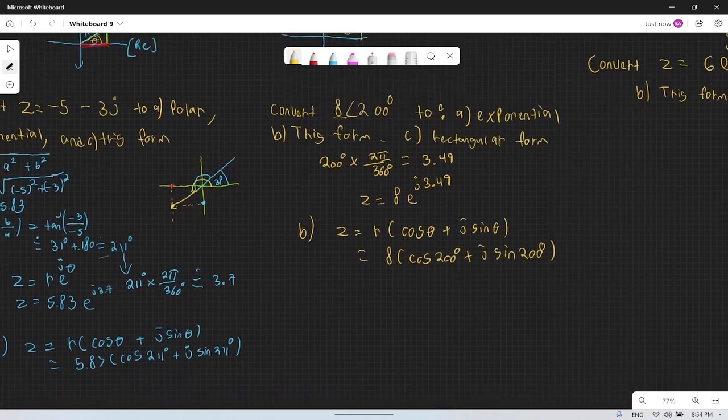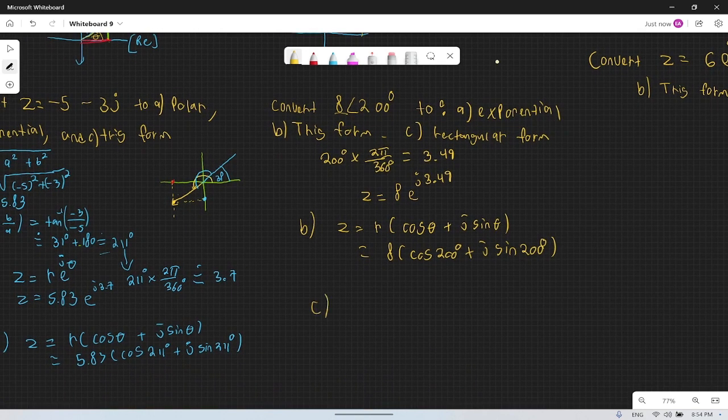Now finally, we go to rectangular form. This is where we use the trig form in order to calculate it out. So basically, we just multiply this expression and simplify it. We have z equals 8 cos 200 degrees plus j sine 200 degrees. So I'll multiply that in and multiply that in as well.